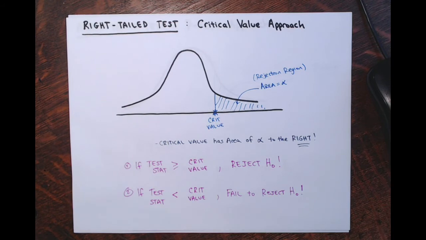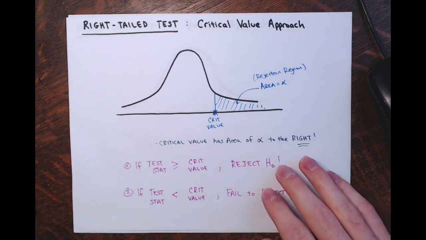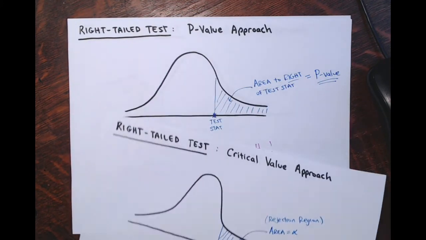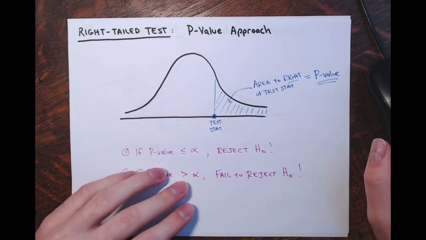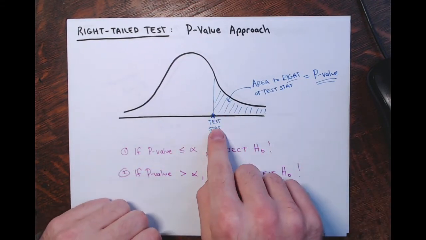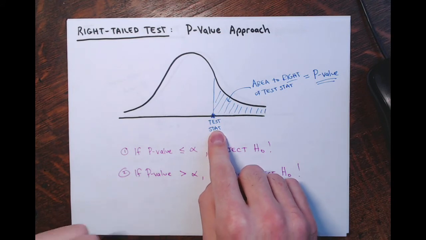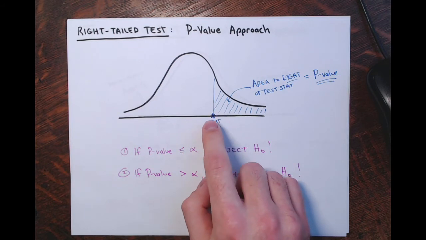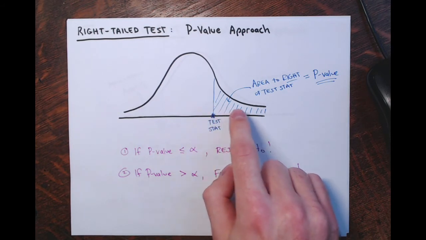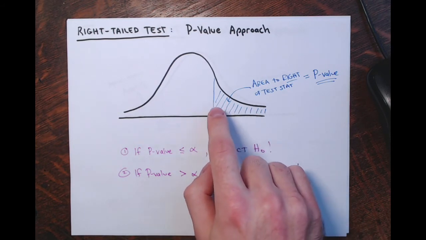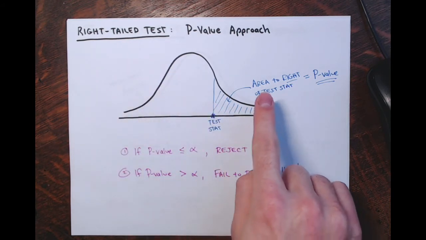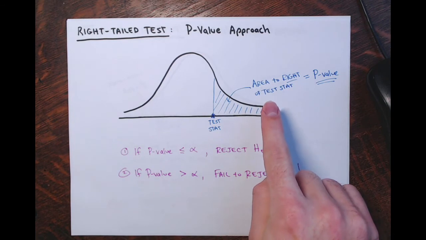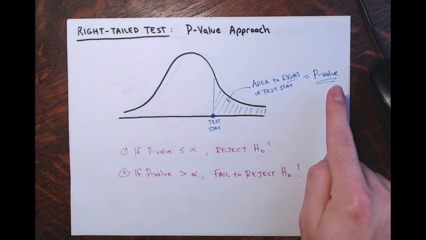All right, and then same thing for p-value, but instead it's area to the right. For a right-tailed test, if I'm doing this p-value approach, you find your test statistic, not the critical value. You find your test statistic, you mark off where that is on the number line, and then you find the area to the right. All right, it's a right-tailed test. Find the area to the right. And that area to the right of the test statistic, this time, is your p-value.